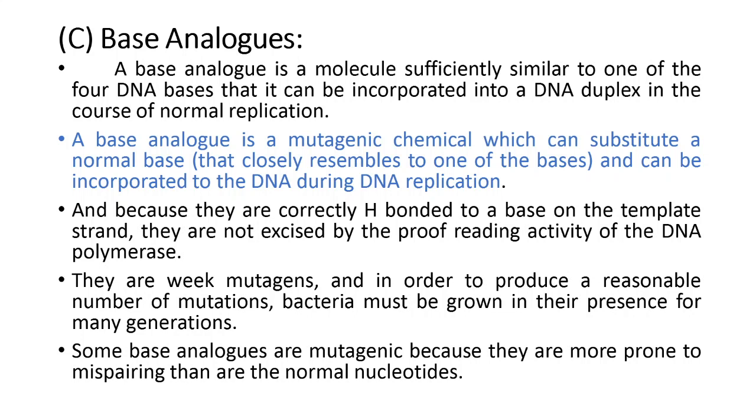And they are weak mutagens, and in order to produce a reasonable number of mutations, bacteria must be grown in their presence for many generations. Some base analogues are mutagenic because they are more prone to mispairing than normal nucleotides. Therefore, these base analogues usually resemble one of the bases and they can get incorporated into DNA during DNA replication and cause changes in the DNA.